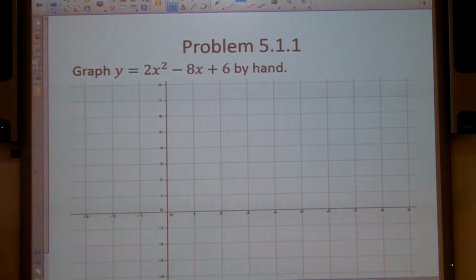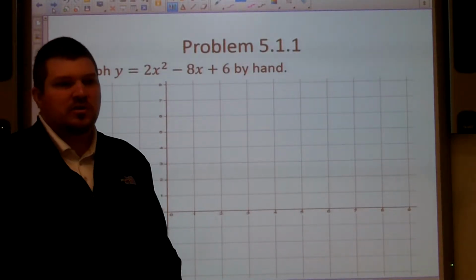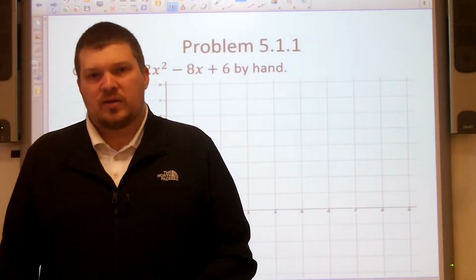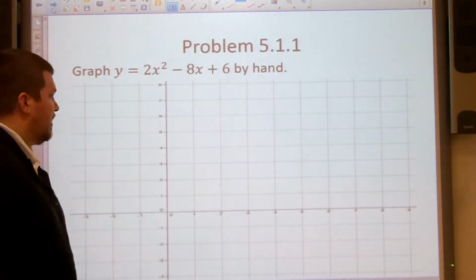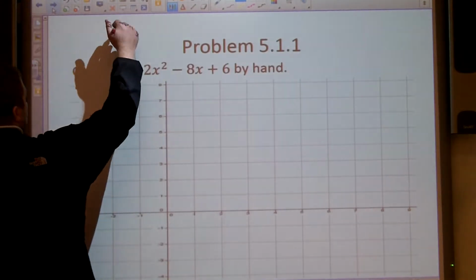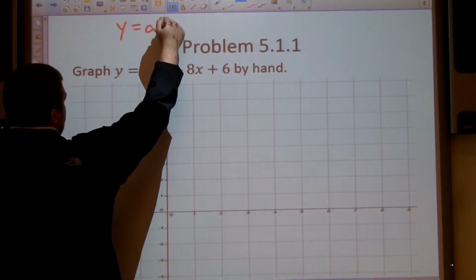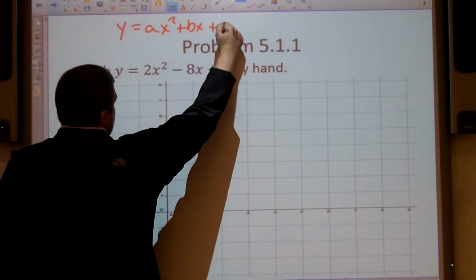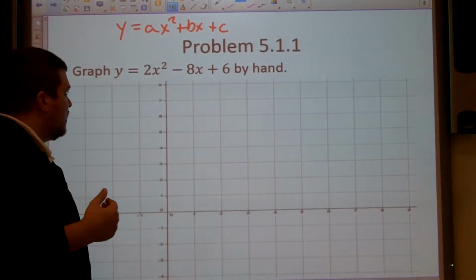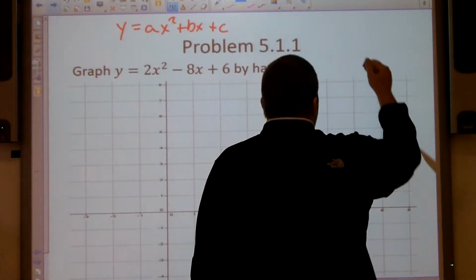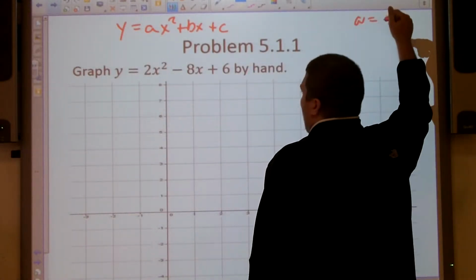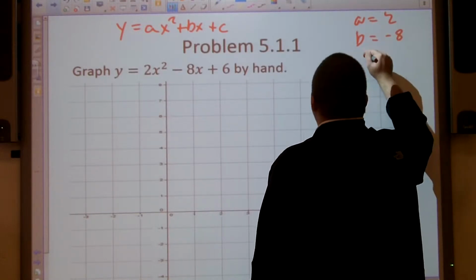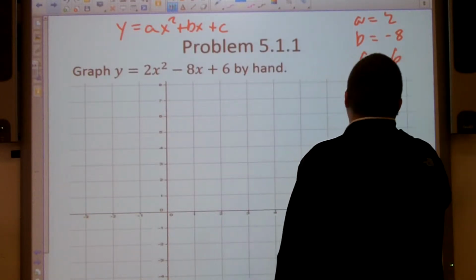So we want to graph this guy by hand. I'm going to cheat a little bit and use a calculator to get some points, but you can do it by hand. Just in the interest of time, I'm going to use a calculator just a little bit. All right, so what we're doing is we're comparing this to y equals ax squared plus bx plus c. So first thing I like to do is just list out what my a, b, and c are. So here, a is 2, b is -8, and then c is 6.